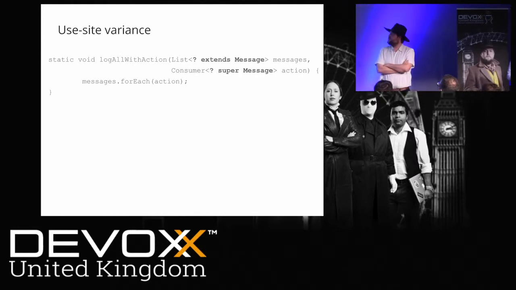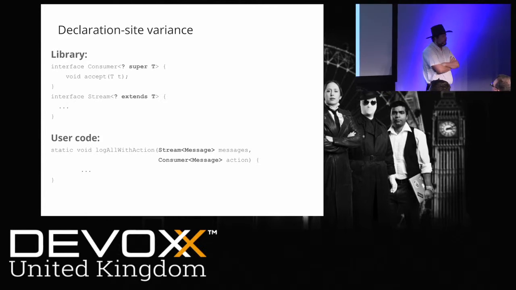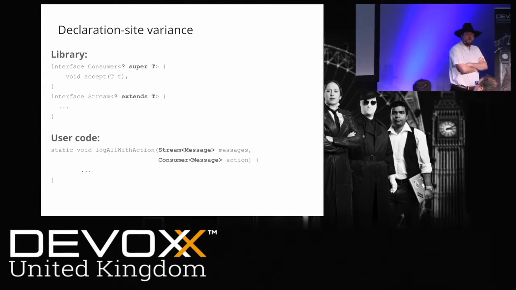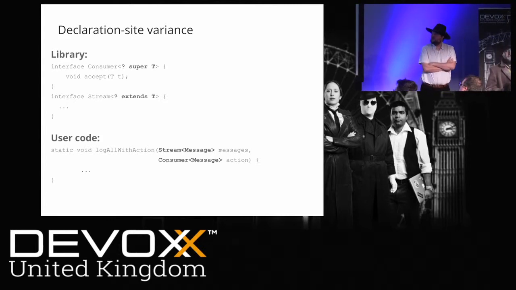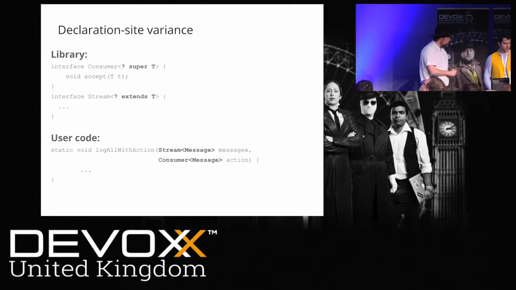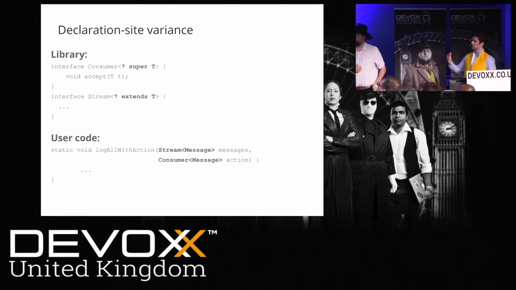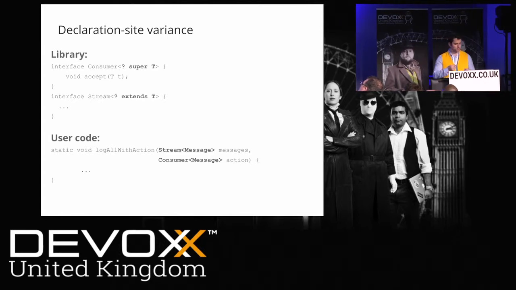Yeah, well, I mean, for things like our consumer, it looks like we could really say it should always be question mark super T. It looks like we could say that in the interface, like we could push the burden and the complexity more onto people writing libraries rather than to everyone. So how can we do that? Precisely. So that's called declaration site variance. So the subtyping annotation is pushed on the library.